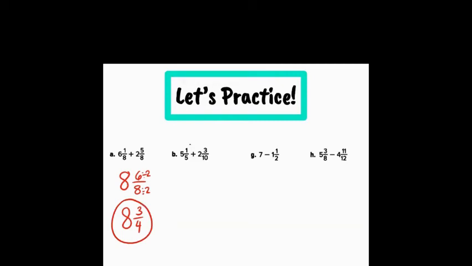Let's look at letter B. This is going to get a little bit more tricky because this one has unlike fractions. The denominators are different. So first, let's rewrite these as improper fractions. To do that, we're going to multiply the denominator times the whole number. So 5 times 5 is 25. Then we need to add the numerator. So plus 1 more equals 26. And we're going to put that over our same denominator, which was 5.